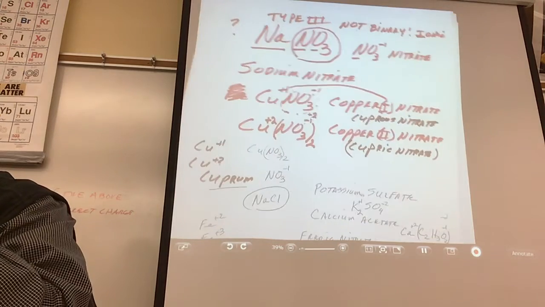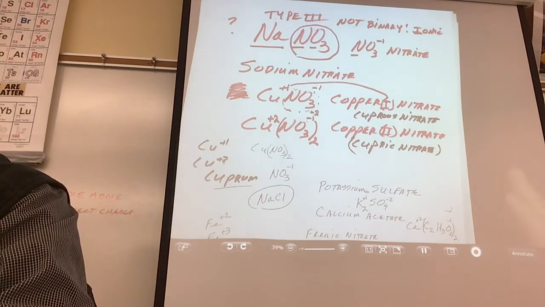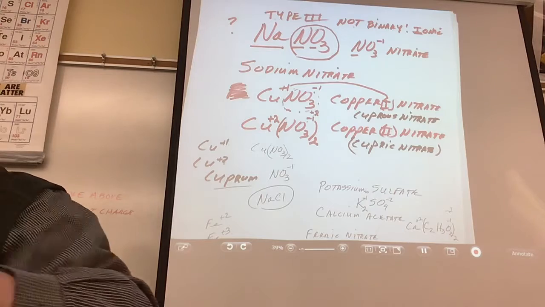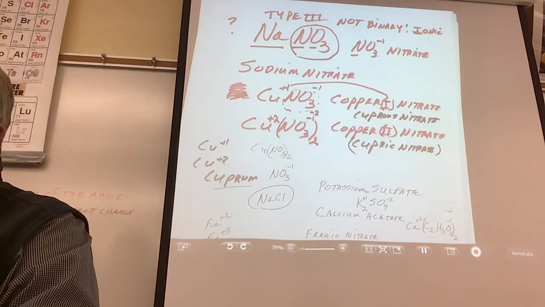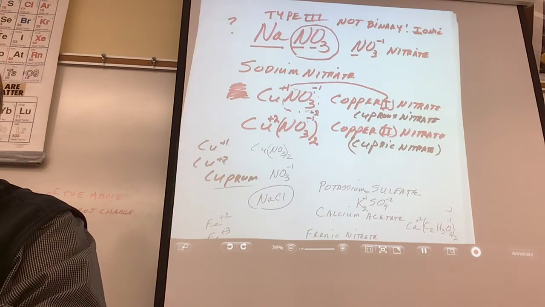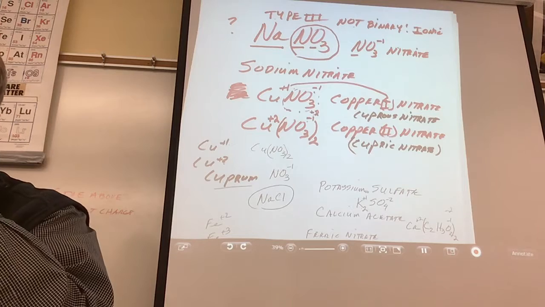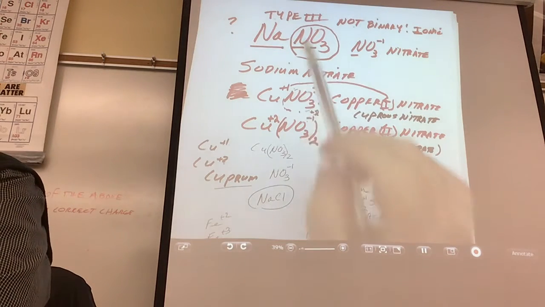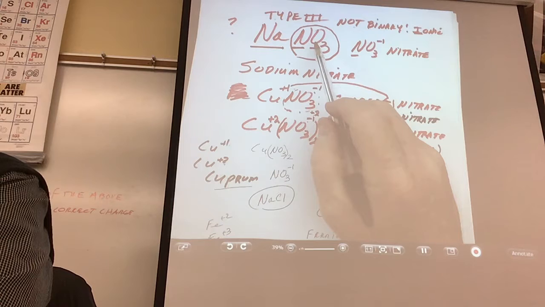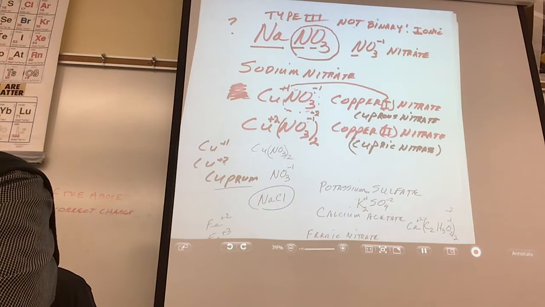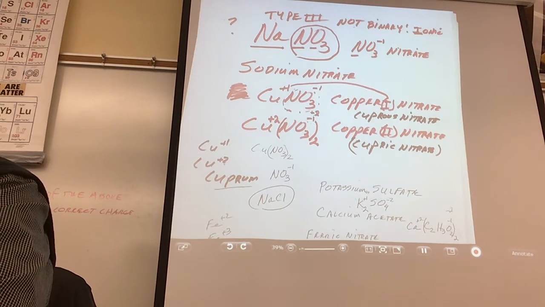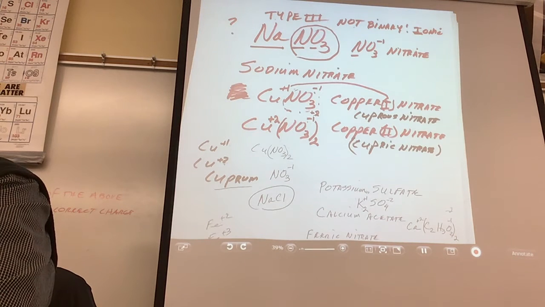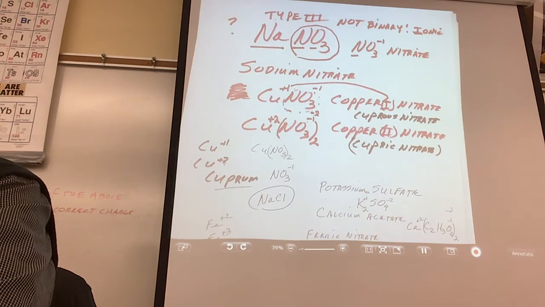Now, the next thing you saw yesterday was this. This is called type 3. What happens when it's not binary? What if it has 3 or more elements in it? Well, I have some good news for you. If it has 3 or more elements, number 1, it contains a polyatomic ion. Good news number 2, somebody else has already named it and given it a charge. Good news number 3, you will never change the name of a polyatomic ion.